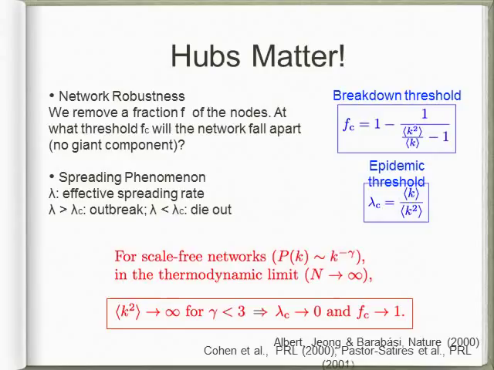the second moment of the degree distribution diverges. For example, if the degree exponent gamma is less than 3, then the epidemic threshold lambda c goes to 0. Which means if the epidemic occurs, then you can never stop it. Then the question is, what is the role of hubs in controllability? We know that the hubs play such an important role in other problems.